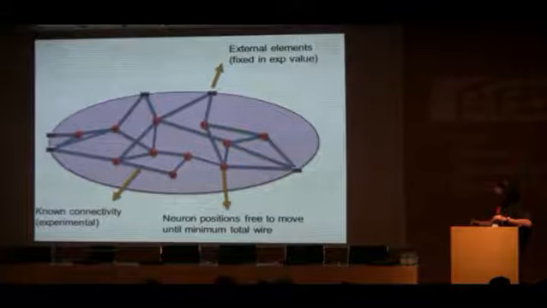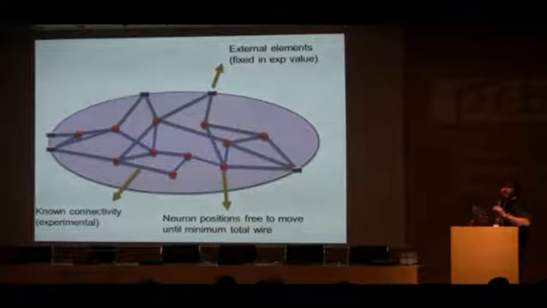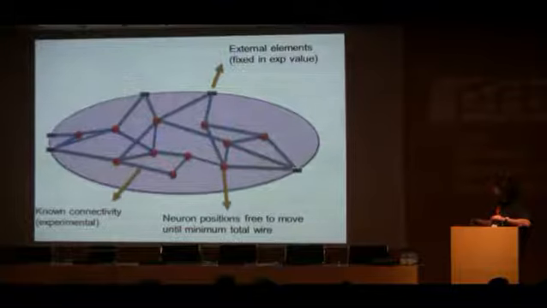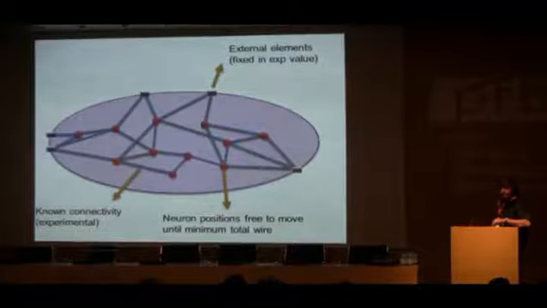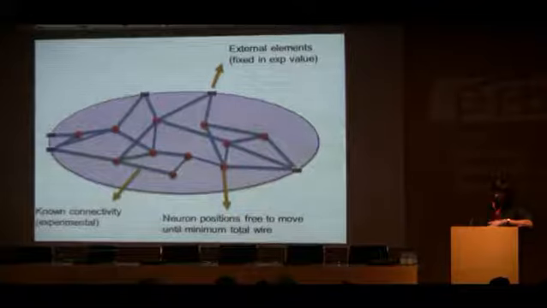I will take as known the connectivity, also where the sensors and muscles are. That I will take as experimental data. And then I will allow myself to move the neurons along the animal and ask myself where I should locate the neurons such that the total amount of wire, the sum of these lengths, is the minimum possible. And then I will compare to experimental data.